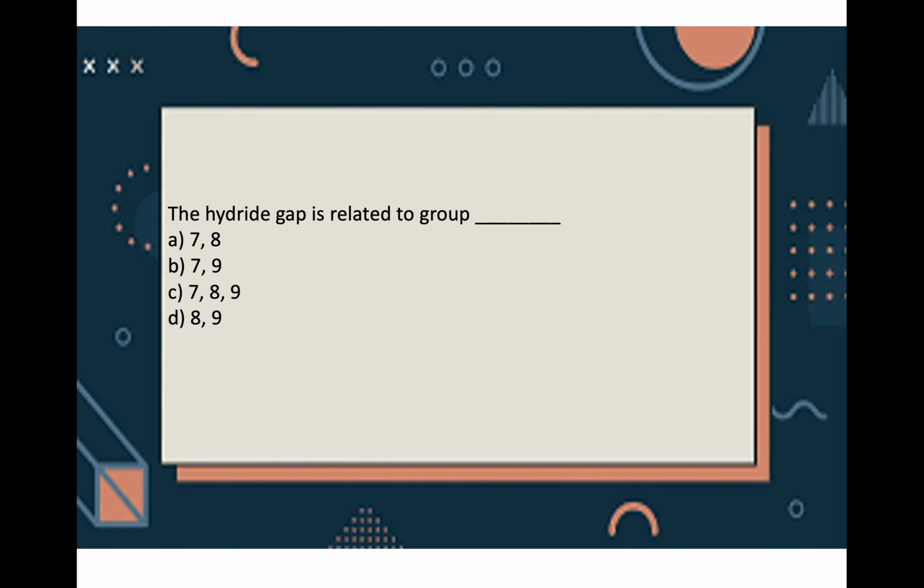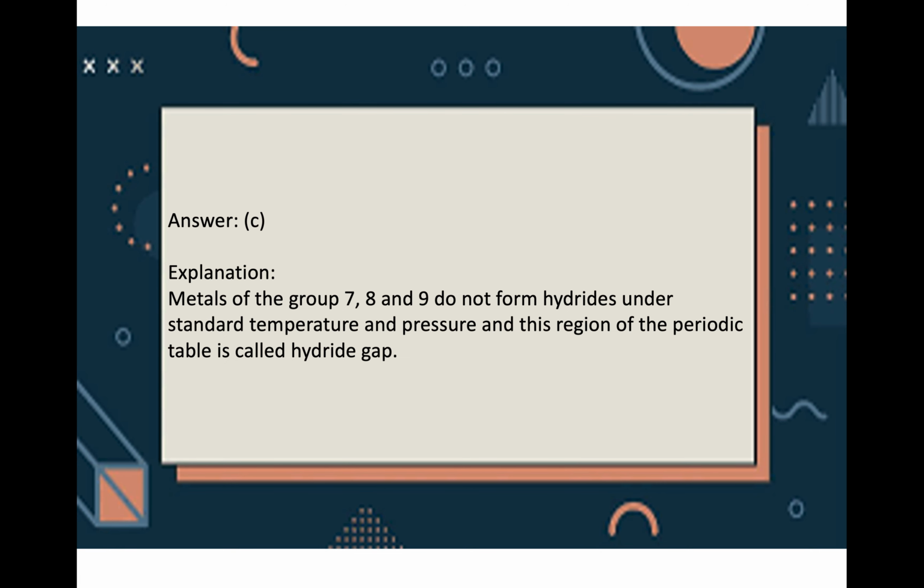The hydride gap is related to group A, 7 or 8, B, 7, 9, C, 7, 8, 9, and D, 8, 9. So the answer is option C, 7, 8, 9. Metals of these groups do not form hydrides under standard temperature and pressure, and so this periodic table region is called the hydride gap.